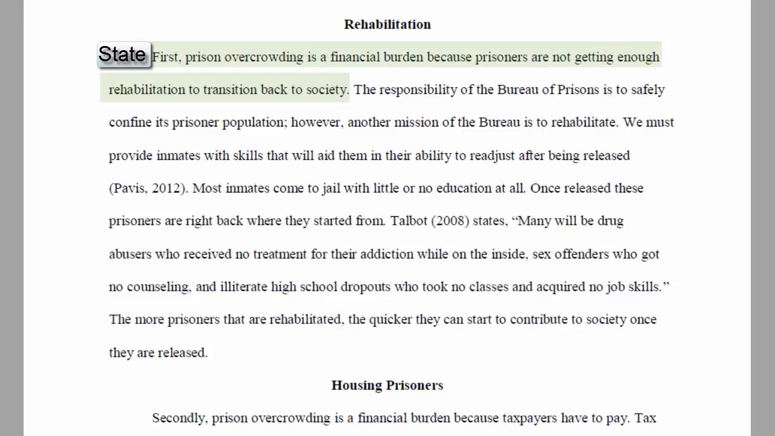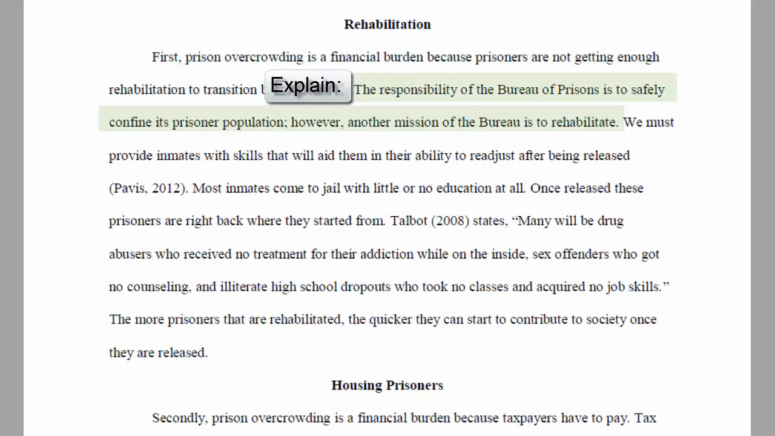"First, prison overcrowding is a financial burden because prisoners are not getting enough rehabilitation to transition back to society." So, the point is stated in Jane's own words, colored green, and becomes the point that the paragraph will have to develop and support to a convincing degree: lack of rehabilitation.